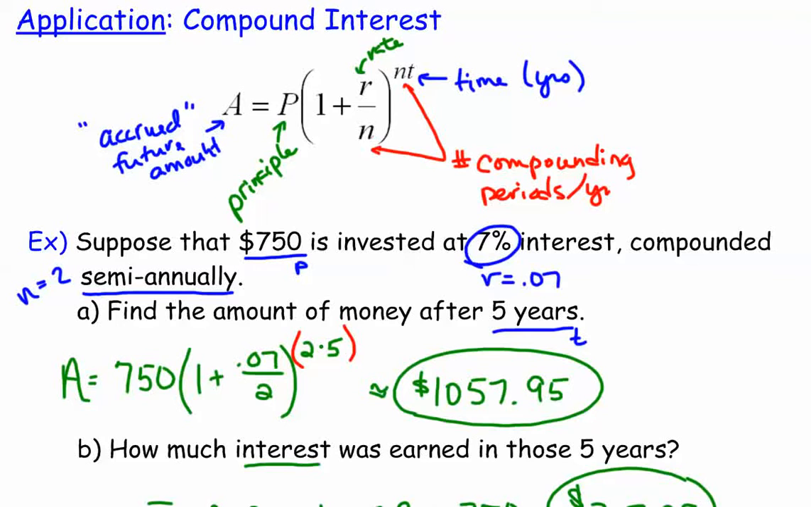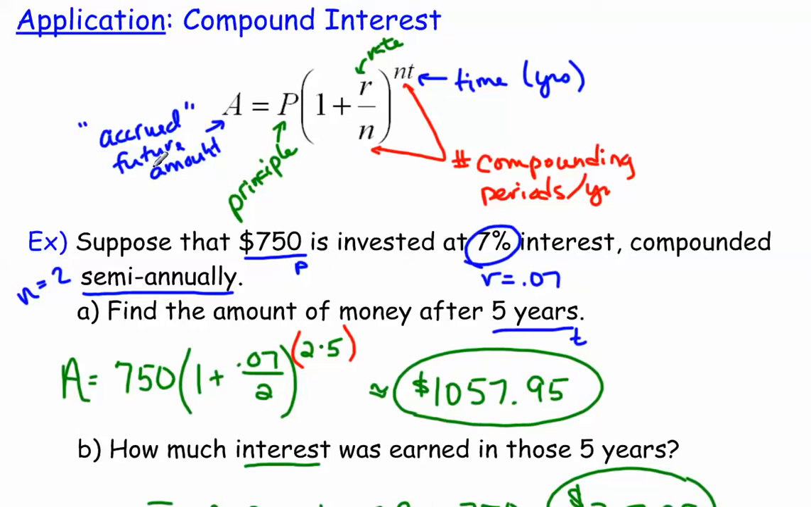A very common application of exponential functions is something called compound interest. This is not simple interest, where your interest is only calculated on the original principal, or the original amount borrowed or invested. Instead, it's interest that will earn interest on the interest. It compounds with itself. So we have a little bit more complicated equation, or formula.